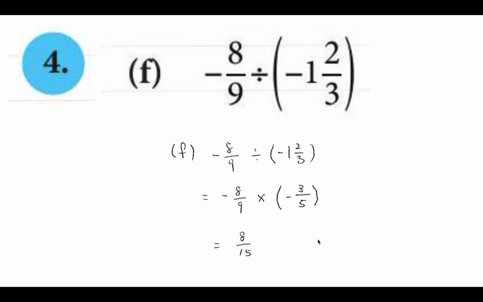Right, now for division, again, same thing. We make the mixed number into improper. So negative 8 over 9 divided by negative 1 and 2/3. Negative 1 and 2/3 is actually negative 5 over 3. So convert division into the multiplication of the reciprocal. We have negative 8 over 9 times negative 3 over 5, resulting in 8 over 15.